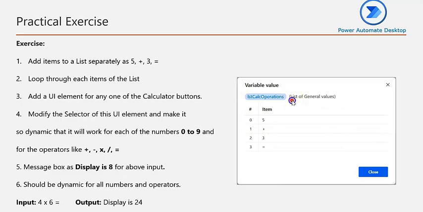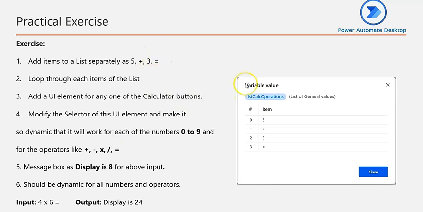So this is a list variable. Add items to the list separately as 5 plus 3 equal to. You can add it as per any of the two approaches that I've showed you. Since you have those variable links, I will suggest using the set variable option instead of the one by one add variable action. Do you remember the actions that I'm talking about? The two ways of creating a list, one is dynamically and one is hard-coded way. Use any of those for your practice.